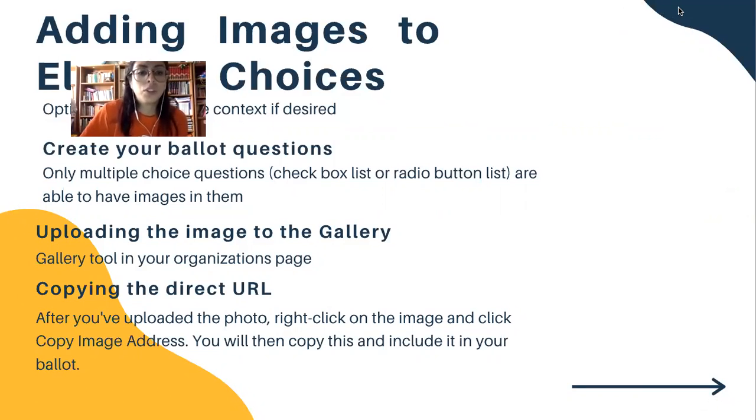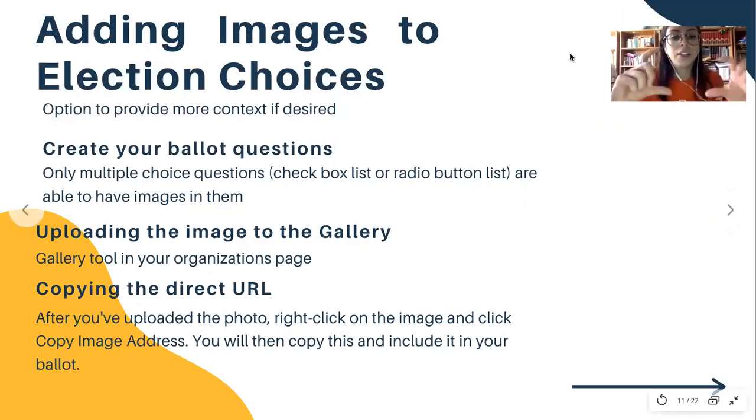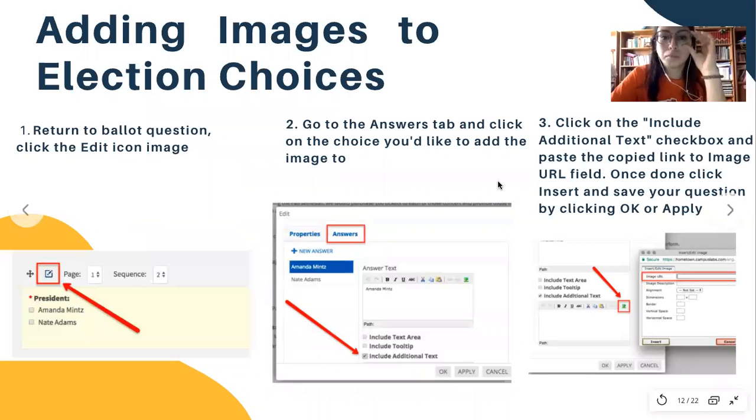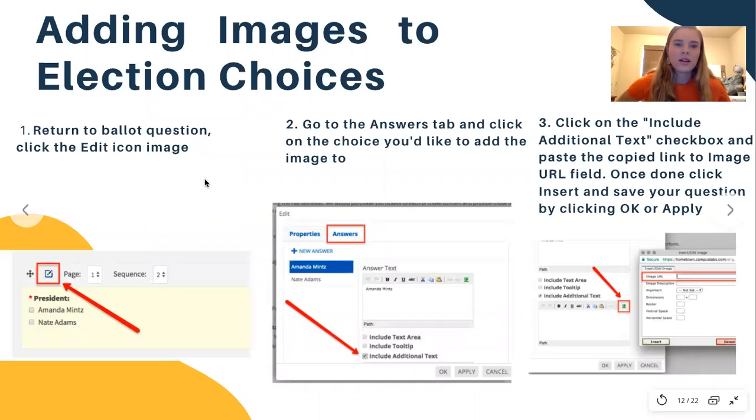Uploading the image to the gallery. You have the gallery tool in your options page. As well, you can copy the direct link. After you upload the photo, right click on the image and click copy image address. You will then copy this and include it in your ballot. So here's some more info on it.